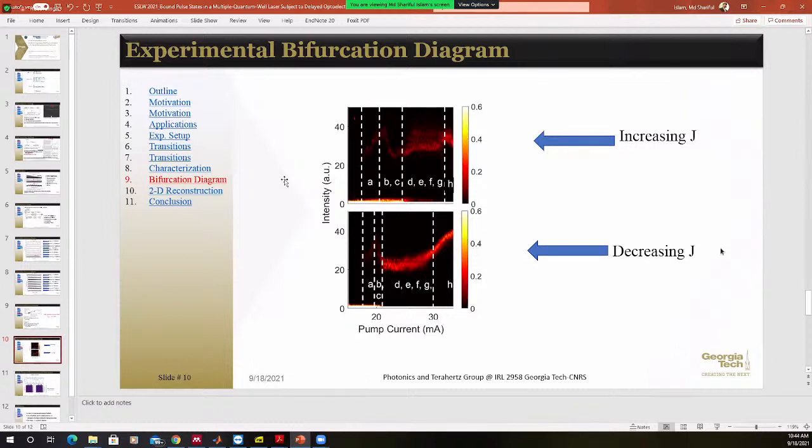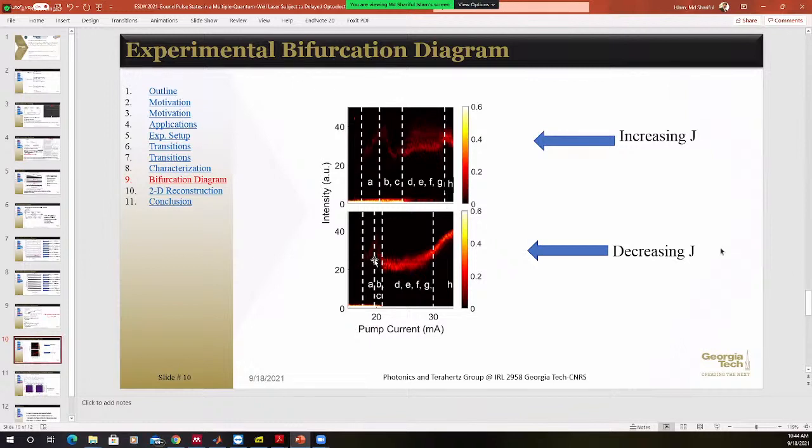We have checked the system by ramping the injection current up and down and found the presence of hysteresis near the threshold. So in this area, we see the F-top pulsing and the bound pulse states, and when we move the injection current in one direction and the other, the appearance of the bound pulse state changes in terms of injection current.